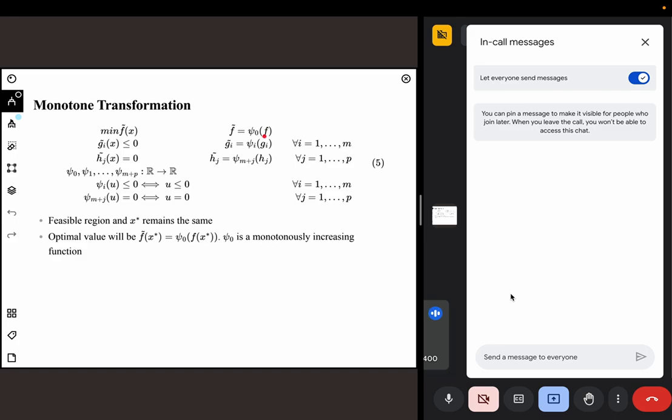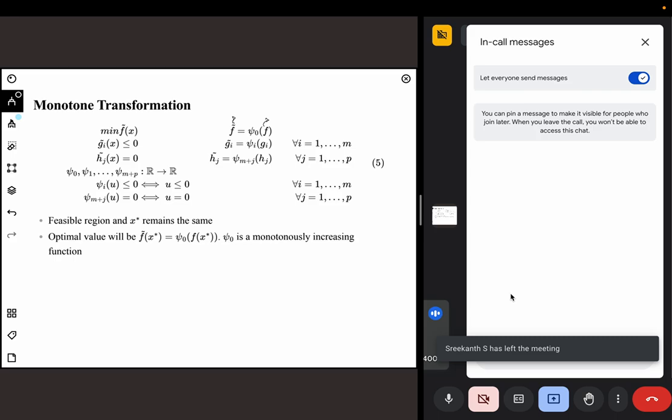So whenever f is minimum, at the same time the psi naught of f, so I'm representing f tilde with psi naught of f, will also be minimized at the same point. Wherever this attains the minimum, this will also attain the minimum at the same point. In a similar way, we transform the inequality and equality constraints also, such that g_i tilde is psi_i of g_i, but we have additional constraints on this.